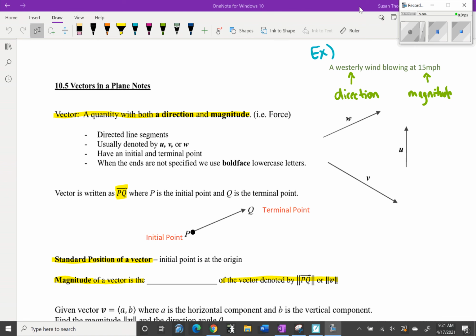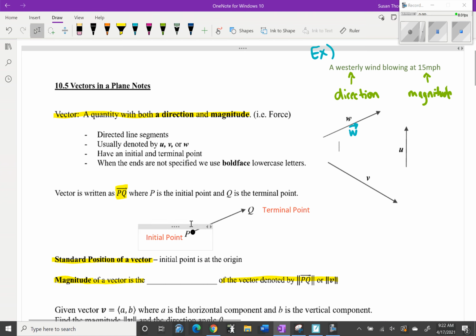They are directed line segments, usually denoted by u, v, or w, with an initial and terminal point. When the ends are not specified, we use boldface lowercase letters. And of course, that's very difficult to do when you're writing it by hand. So if you're writing it by hand, normally we put an arrow above to denote that that is a vector.